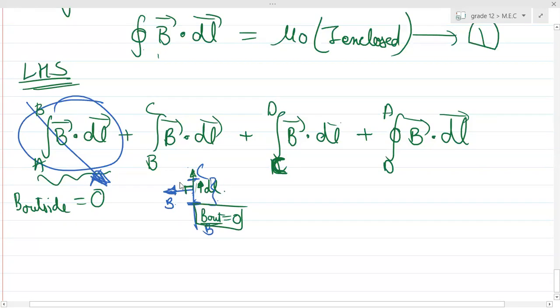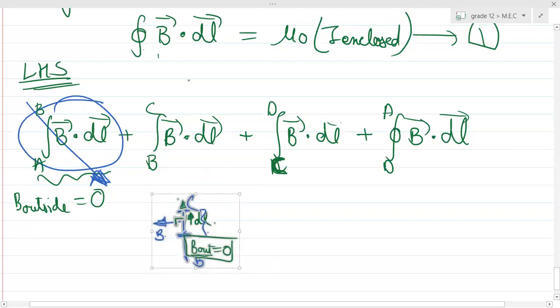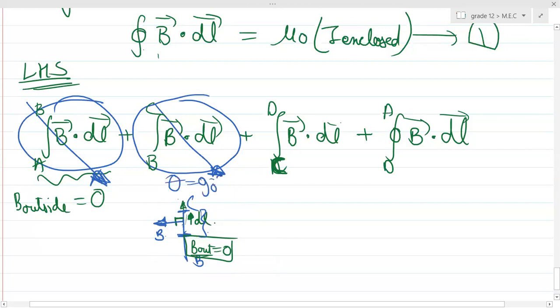So even this thing will become 0. Yes or no, guys? Here theta is 90 degrees for half and B outside is 0 for half. So due to these two reasons, this is 0. So this is pretty much clear. I am assuming this is pretty much clear.